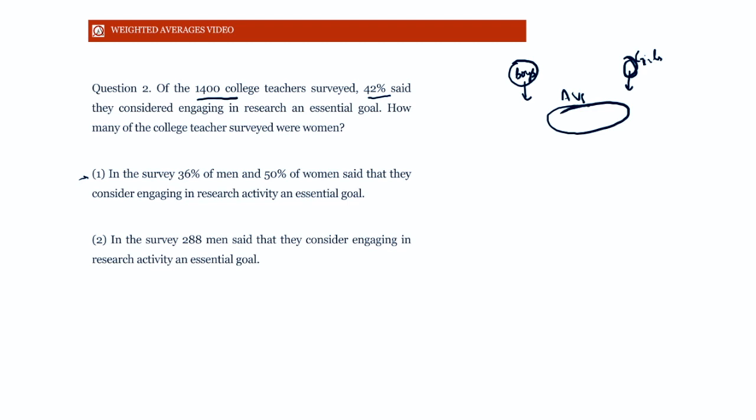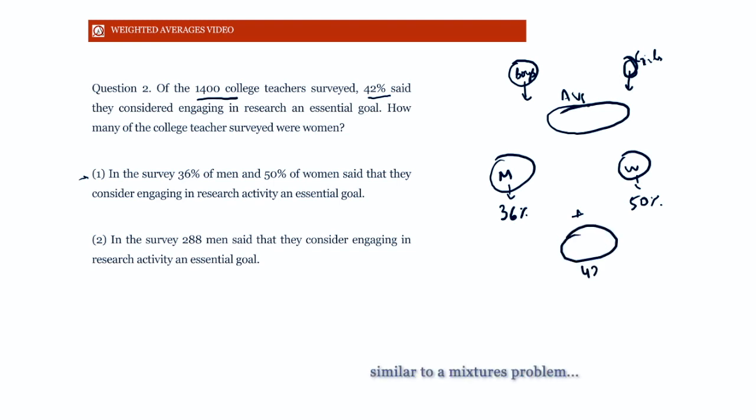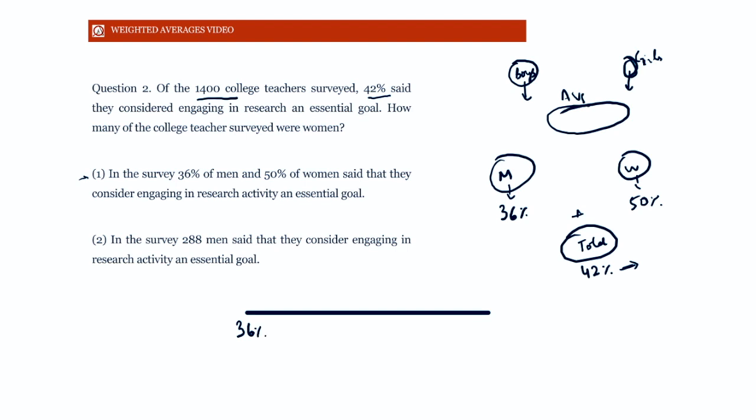So isn't it the same thing here as well? Now we have a group of men over here, and we have a group of women over here, and we're talking about a certain characteristic of these men, and we are saying that 36% of them believe something, and we're saying that 50% of these believe something. And then when we combine them together, we are saying that 42% of them believe it, right? When we're talking about the total. So this is the average of the percentage that consider engaging in research an essential activity. Right. So then again, what comes to my mind is the scale method that we have. So I say here that, okay, here are my men, the 36% is here.